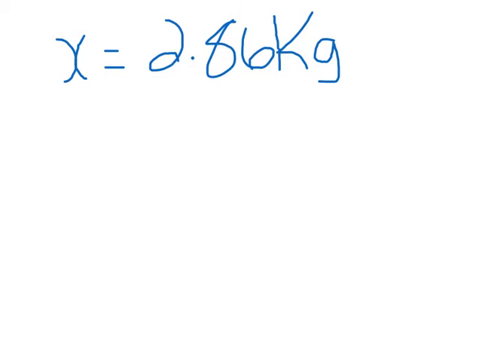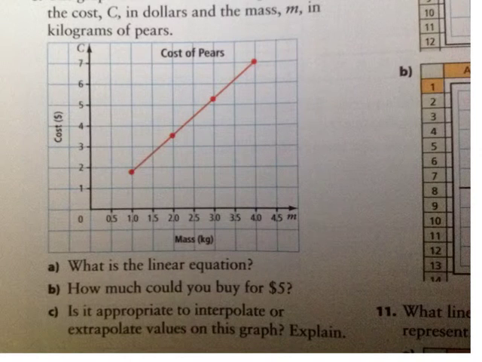Okay, so if I go back on the graph and I actually look at that, if I drew a line at $5, and I go across to the graph and I touch the red line, and if I draw another line down, I roughly get about 2.85. So I know my answer makes sense, right? So what I did here was called interpolate.